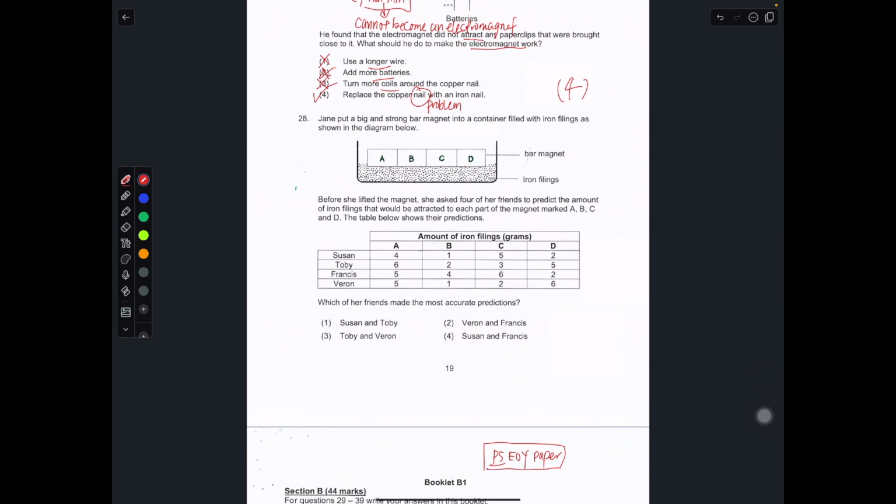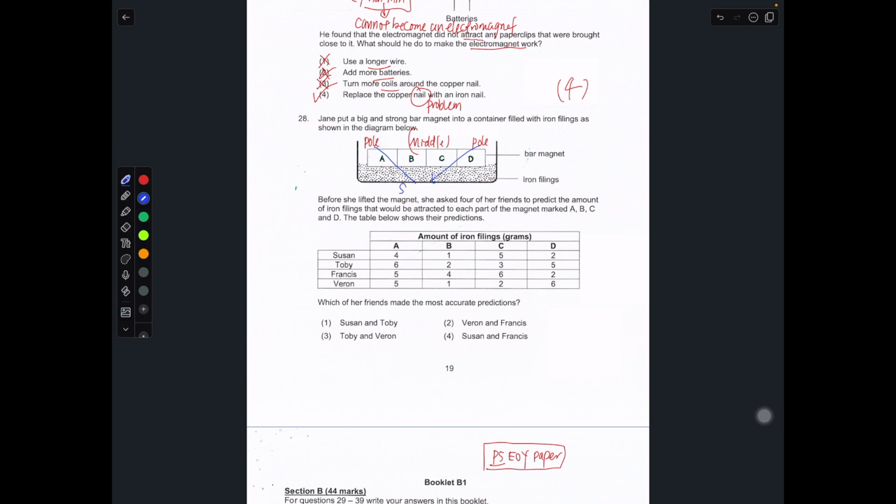So Jane put a big and strong bar magnet in a container filled with iron filling as shown in it. So this is a bar magnet. We know that this is the pole. This is the pole, and this is the middle. Before she leave the magnet, she was asked for a friend to predict the amount of iron filling that will be attracted to each part A, B, C, D as listed. So the fourth friend gave the mass of the iron filling.